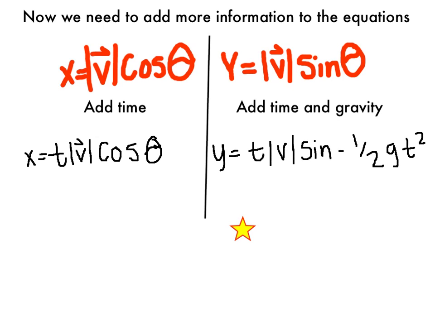Now, since gravity has an effect on the vertical axis, we need to add that to the equation. And also we need to add time, just like in the horizontal equation. So we have y equal to velocity sine theta. Now we need to add time and gravity. In gravity, it's just half gravity times time squared. So our new equation will be y equal to time times velocity sine theta minus half gravity times time squared.